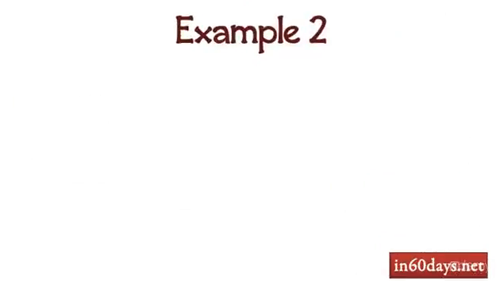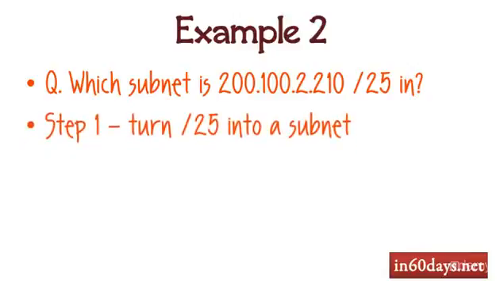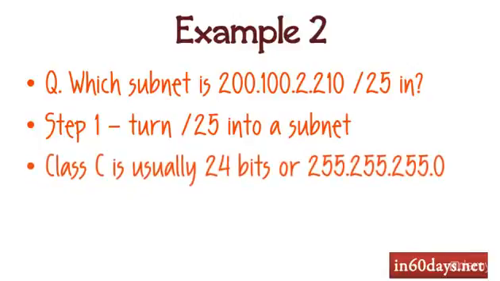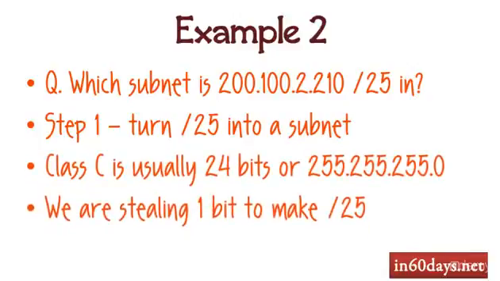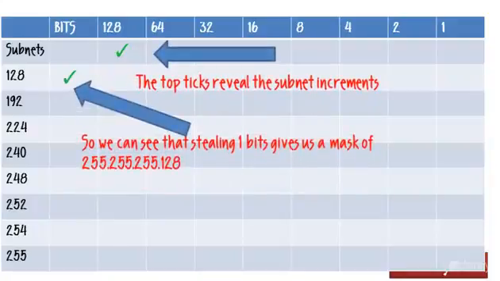Okay, let's look at another example, and we're just following the same format. Every single question we follow the same format. It's got a /25 mask for our host 200.100.2.210. Turn that 25 into a subnet mask. Well, we've stolen 1 binary bit from 24 to get us to 25 binary bits for our mask. So all we do is tick 1 across on our subnet column. Because we've ticked across 1, we tick down 1, and that tells us that our subnet is going to be 128. So 255.255.255.128.